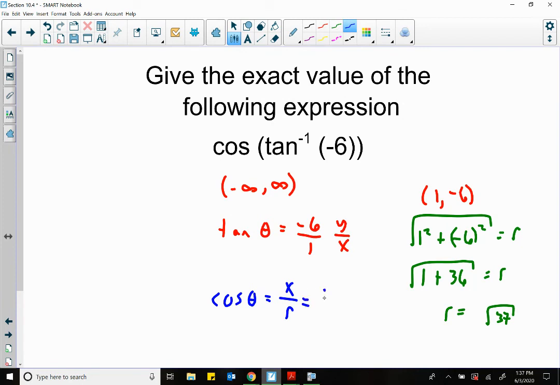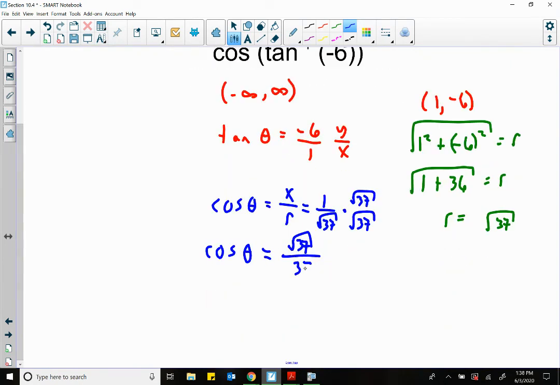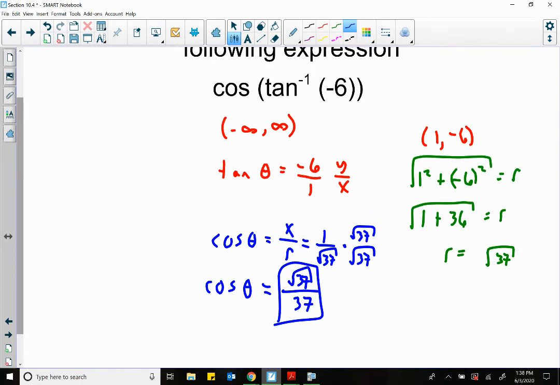So the x value is 1. The r value is the square root of 37. So you just rationalize. Times by the square root of 37. So cosine theta is equal to the square root of 37 over 37. Just like last time. Just use that trig that you know back from 9.5 to help you out.